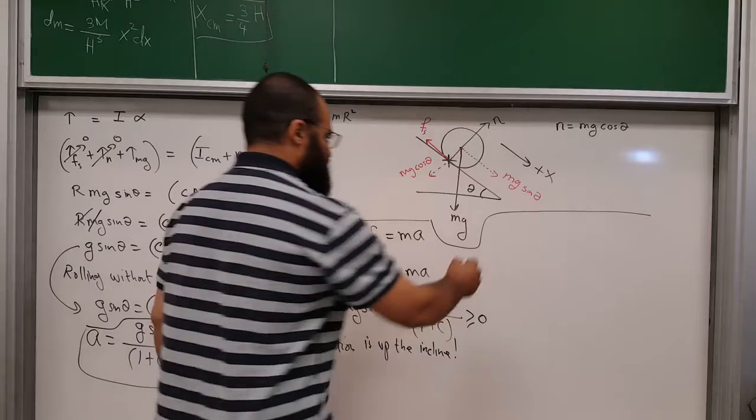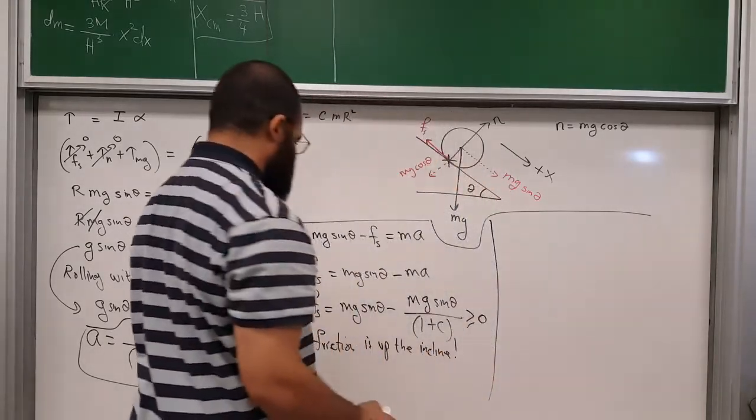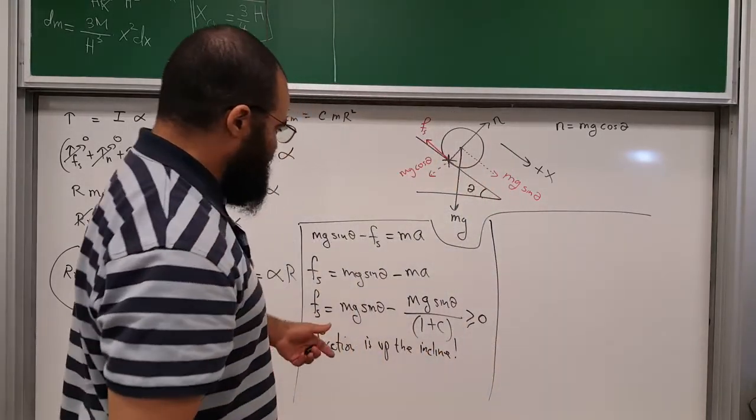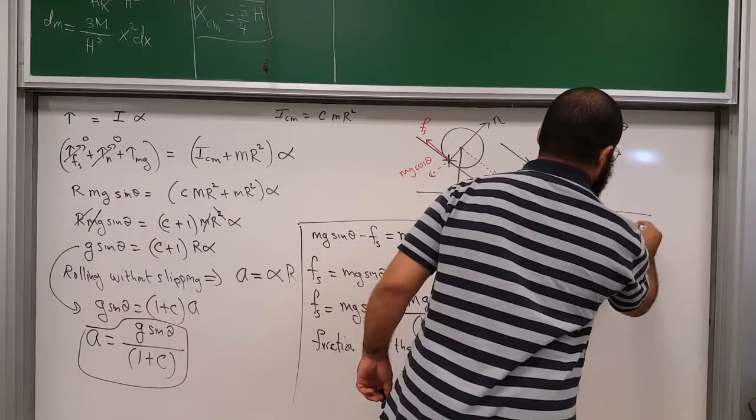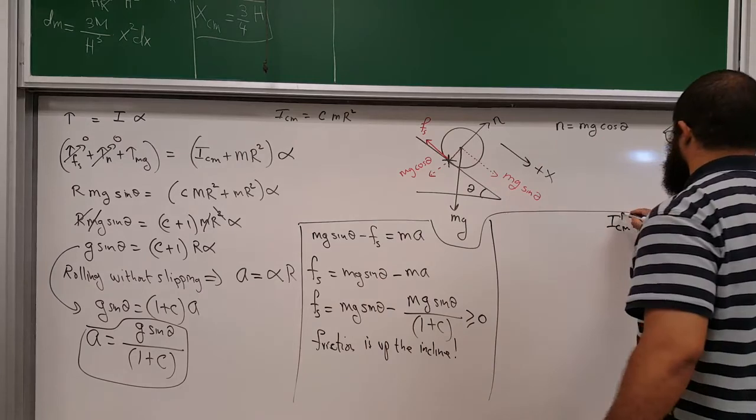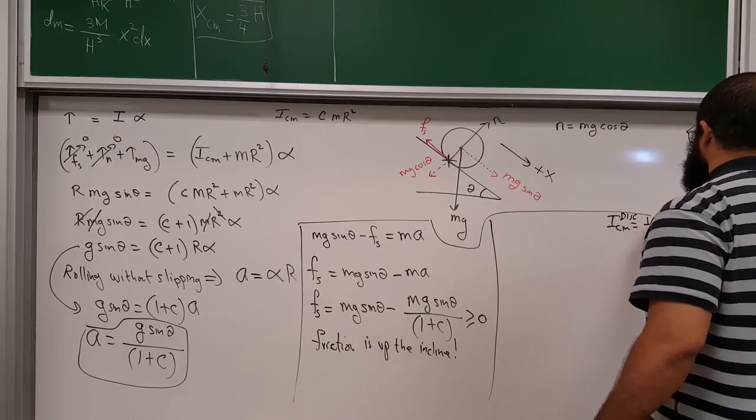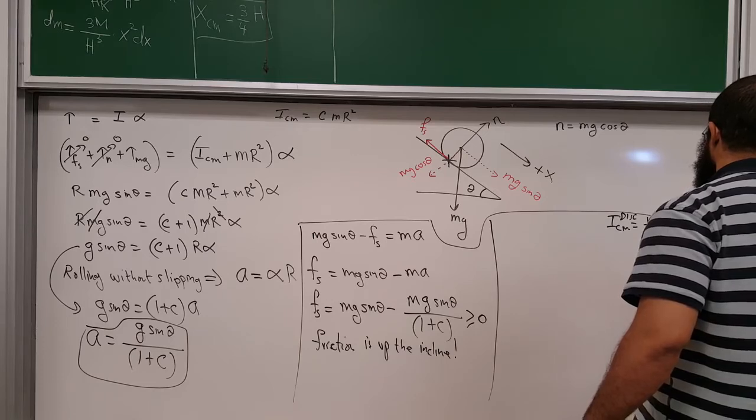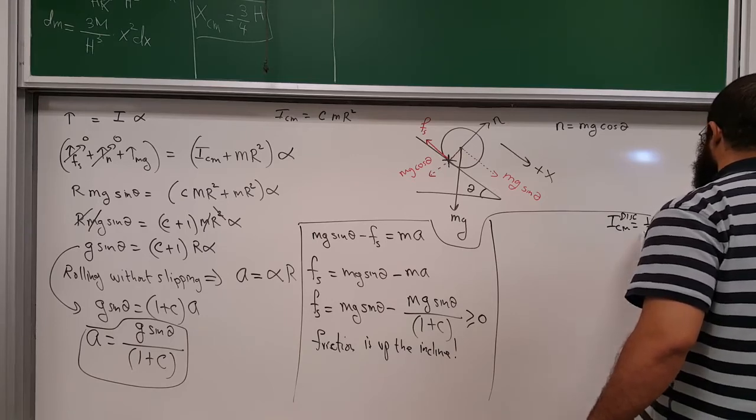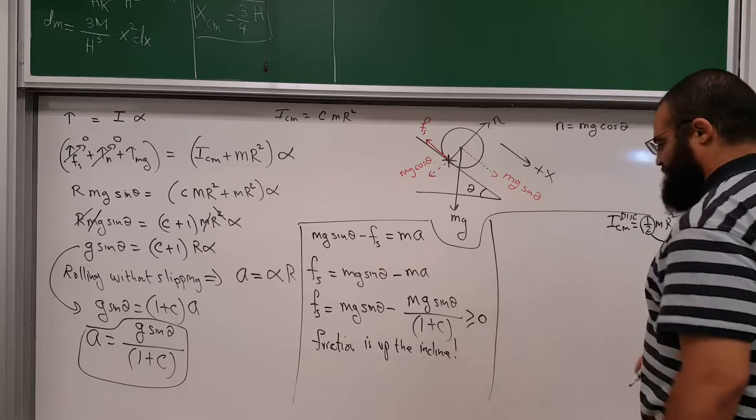Now, how much is the friction if you have a disk? What is the force of static friction if you have a disk? Well, for a disk, remember the moment of inertia about the center of mass. For a disk or a cylinder, it is 1/2 mr squared, which is, we said, c mr squared. So c will equal 1/2 for a disk.